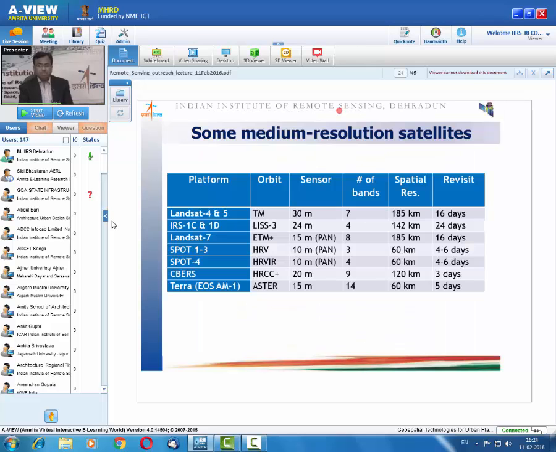Some medium resolution satellites are also available. For example, Landsat, IRS-1C and 1D, then we have SPOT, then we have CBERS, and so on, and other satellites where the number of bands, spatial resolution and revisit capability are all mentioned in this slide. The spatial resolution varies from 10 meter to 30 meter.